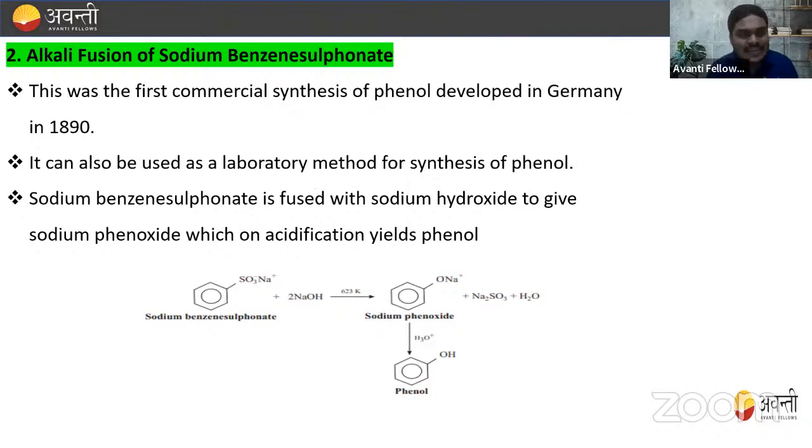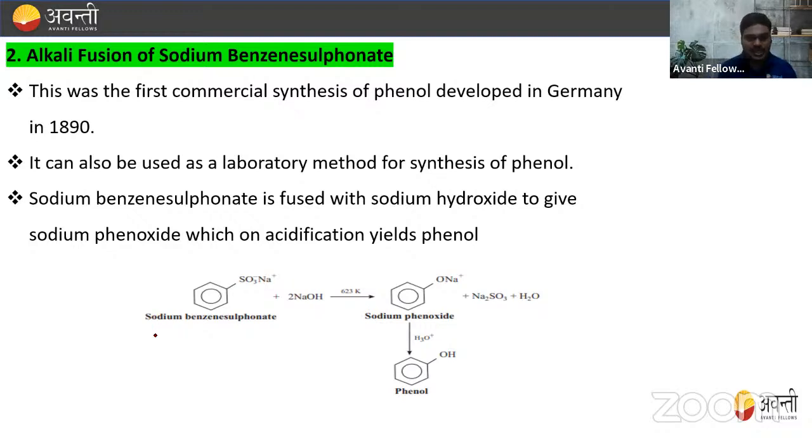The next is the alkali fusion of sodium benzene sulfonate. So this was the first commercial synthesis of phenol, developed in Germany in 1819. It can also be used as a laboratory method for the synthesis of phenol. Remember this: sodium benzene sulfonate is fused with sodium hydroxide to give sodium phenoxide, which on acidification gives phenol.